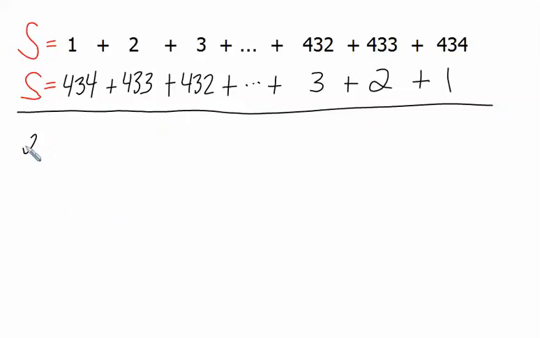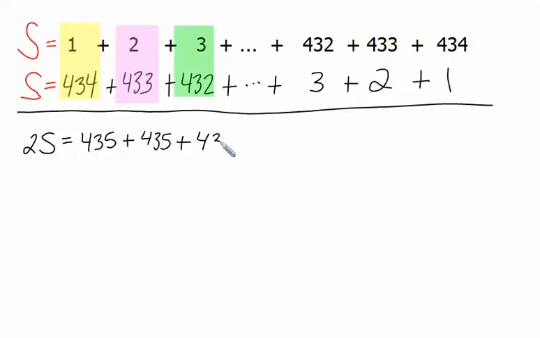So S plus S is 2 S's. And then 1 plus 434 is going to be 435. When we add 2 and 433, we also get 435. When we combine 3 and 432, guess what we get? 435. And as you go down the whole way, it's going to turn into just a bunch of 435s.